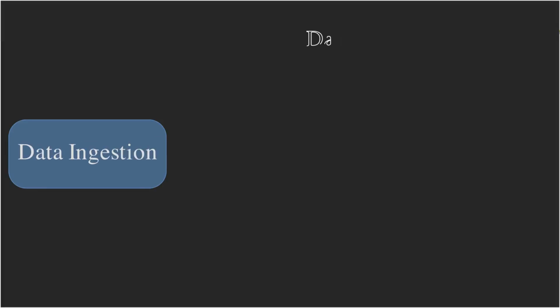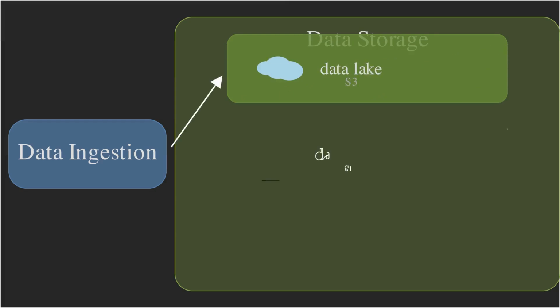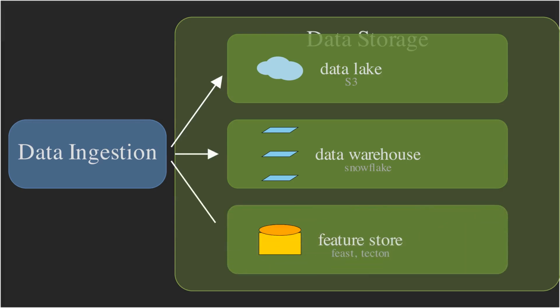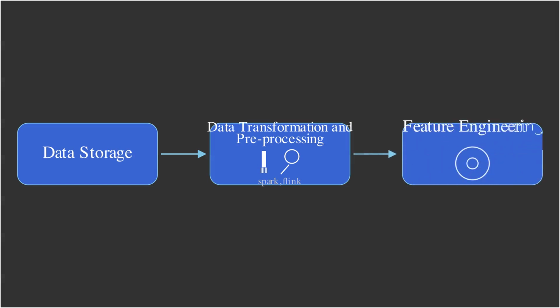Data storage. Where do you keep it? Data lakes for raw data, data warehouses for structured data, and increasingly, feature stores to standardize and serve features for both training and inference. Data transformation and pre-processing: cleaning, normalizing, handling missing values. This often involves big data processing frameworks like Apache Spark or Flink. Feature engineering, the art and science of creating new features from raw data that help your model learn better. This is a critical step for ML.